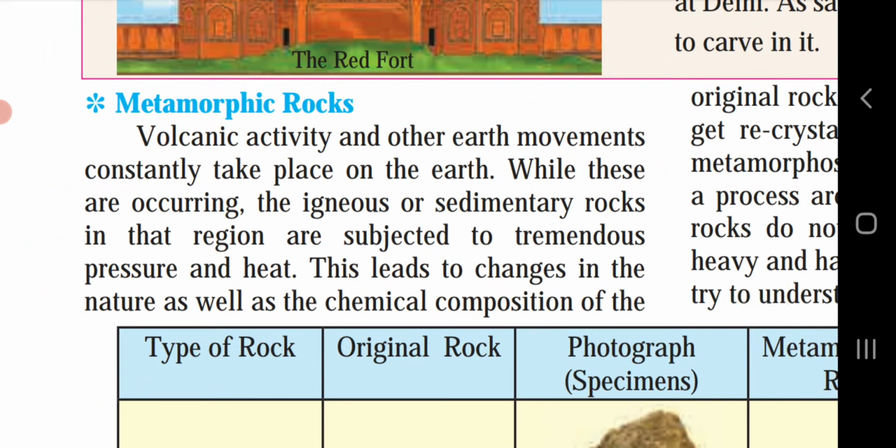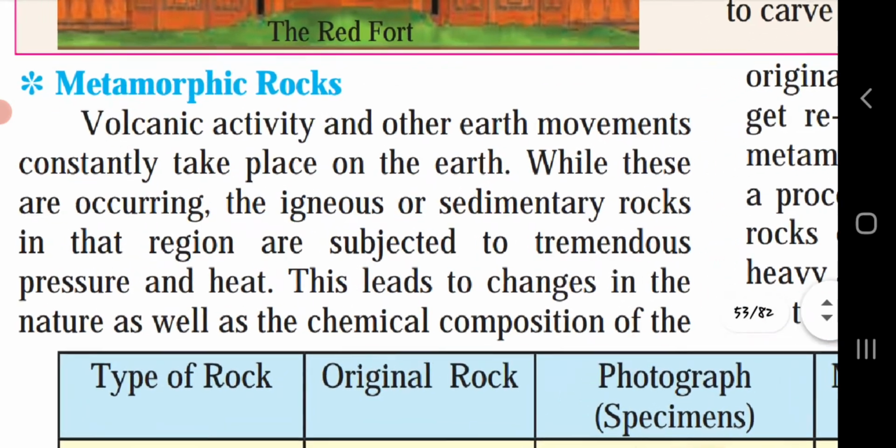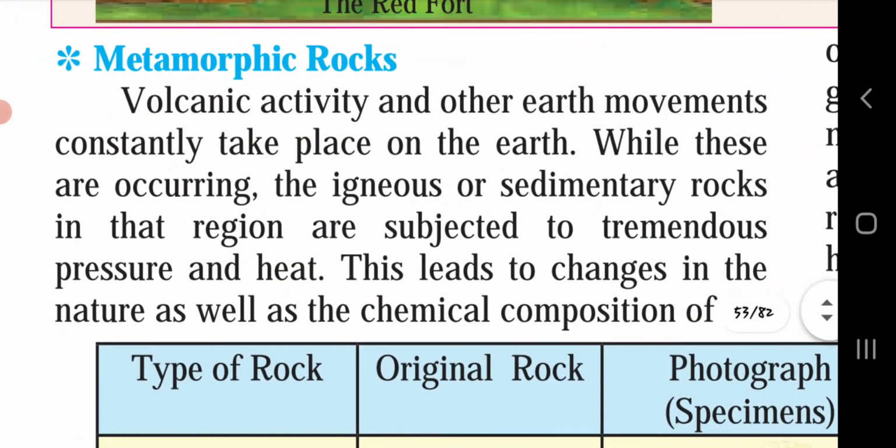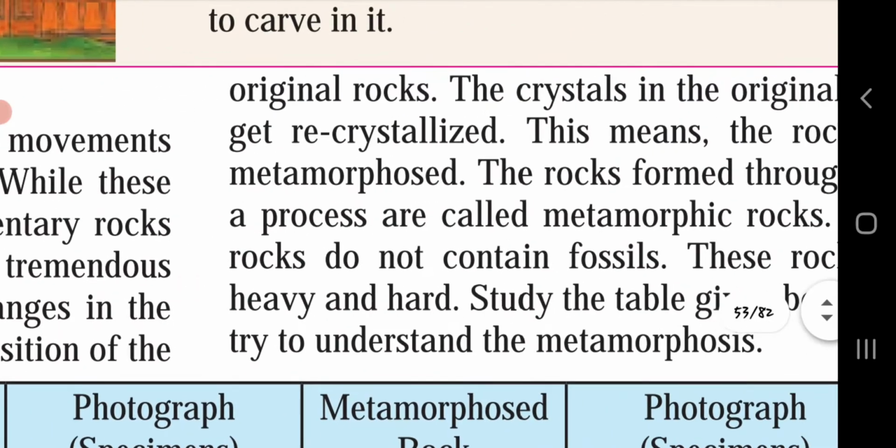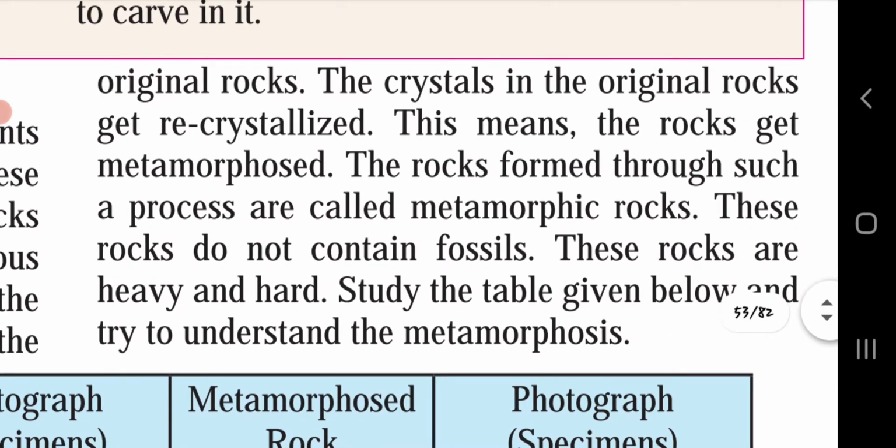Next one, metamorphic rocks. Volcanic activity and other earth movements constantly take place on the earth. While these are occurring, the igneous or sedimentary rocks in that region are subjected to tremendous pressure and heat. This leads to change in the nature as well as the chemical composition of the original rocks. The crystals in the original rocks get recrystallized. This means the rocks get metamorphosed. The rocks formed through such a process are called metamorphic rocks.